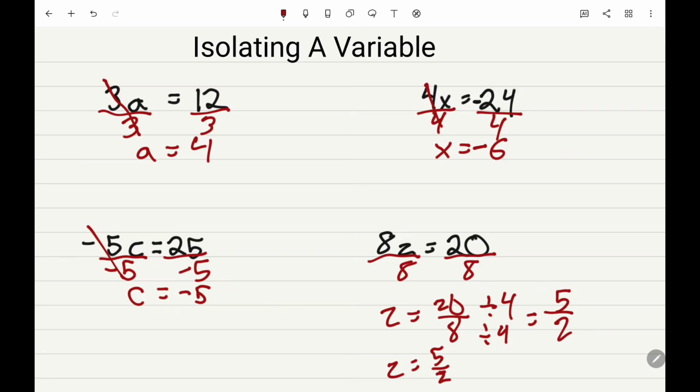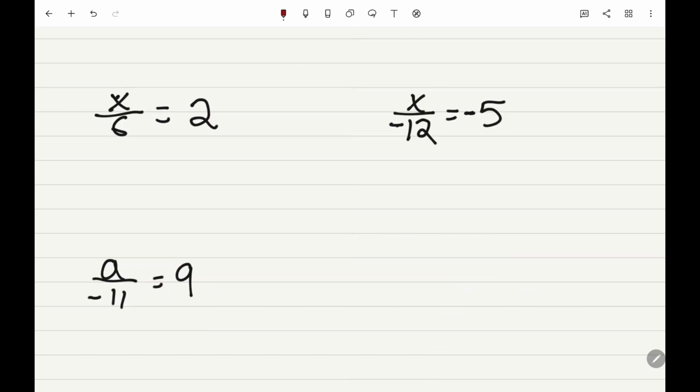Now let's go ahead and talk about division. So we have x divided by 6 equals 2. To isolate the variable, we have to get rid of division. And the inverse of that will be multiplication. So we're going to go ahead and multiply by the denominator, which is 6. And remember, what we do to one side, we got to do to the other side. So if we multiply and divide by the same number, they cancel out. So x is equal to 2 times 6, which is 12.